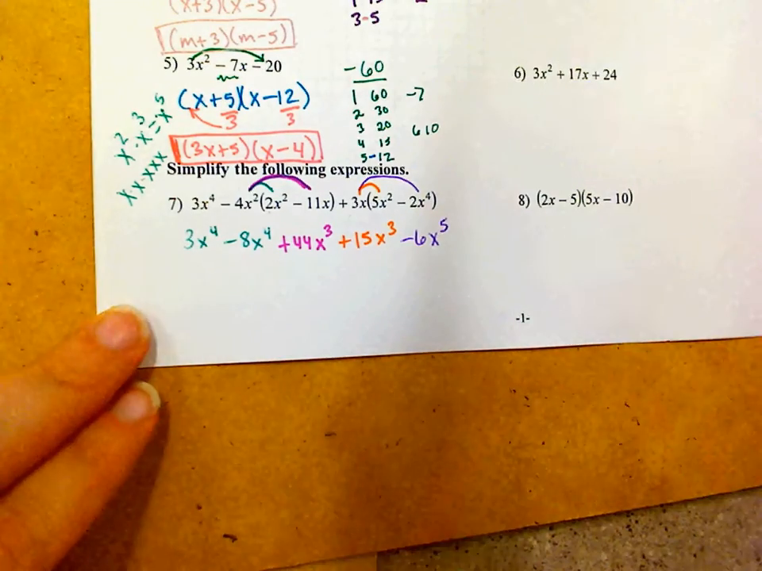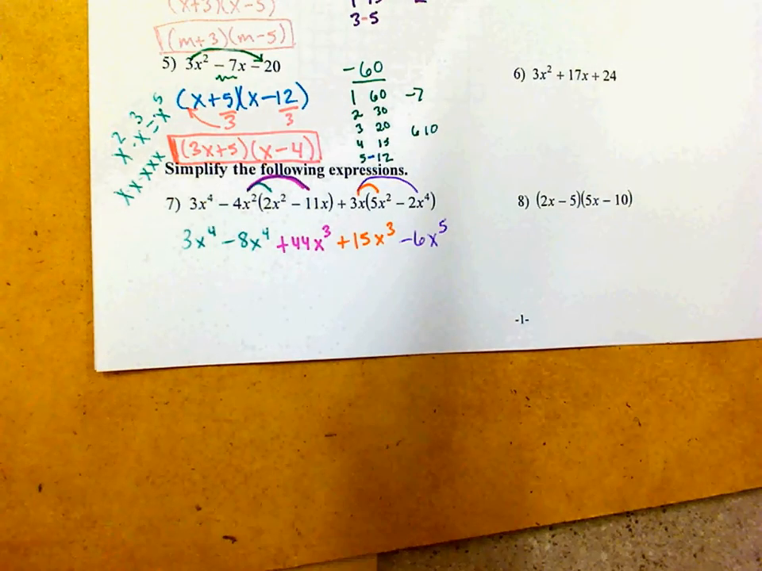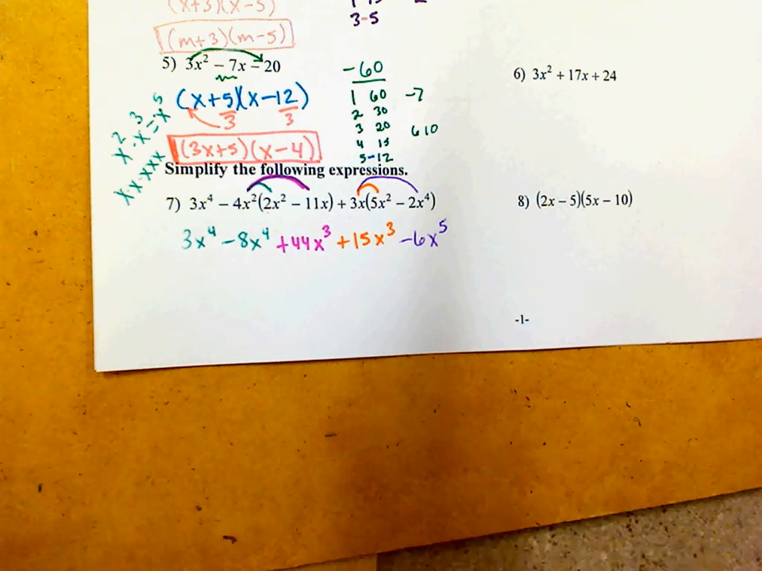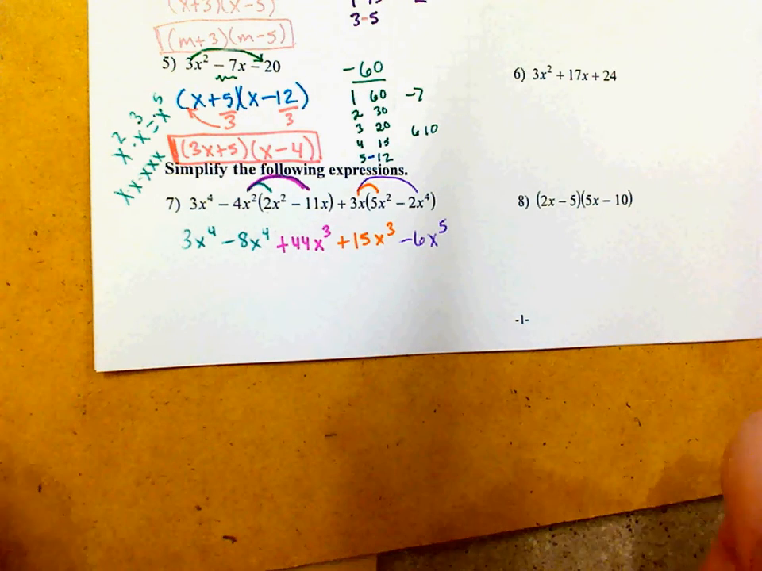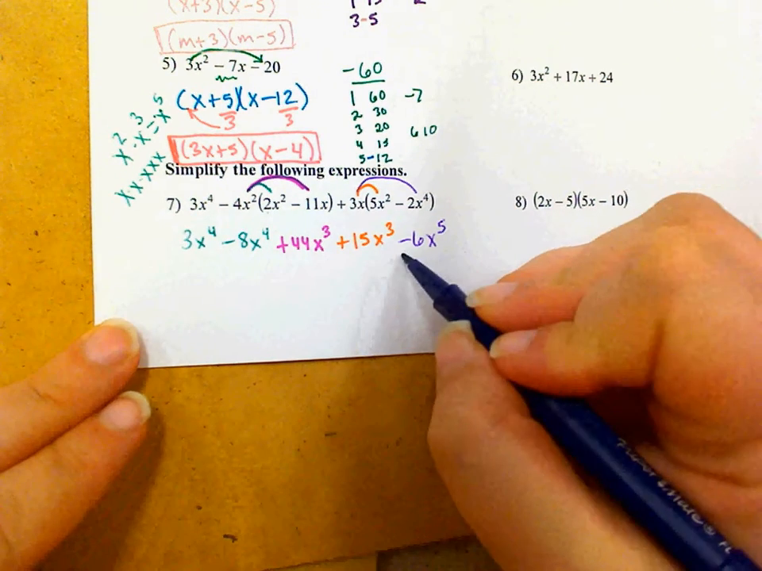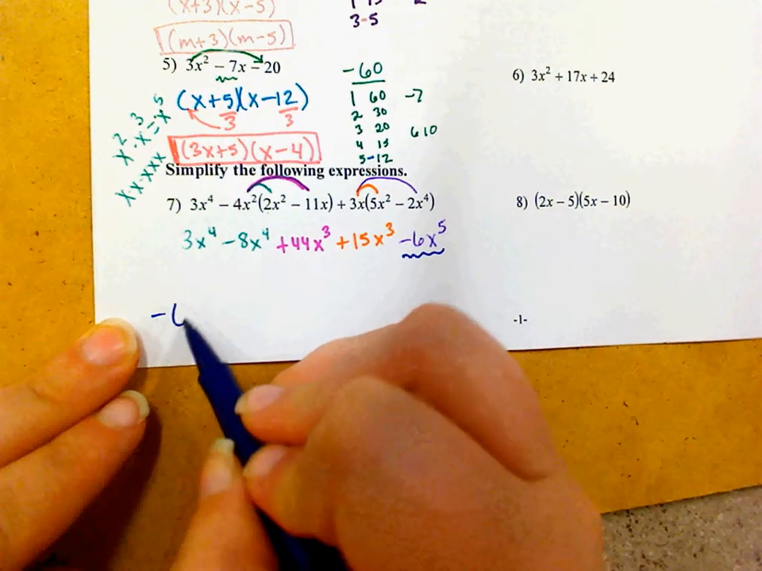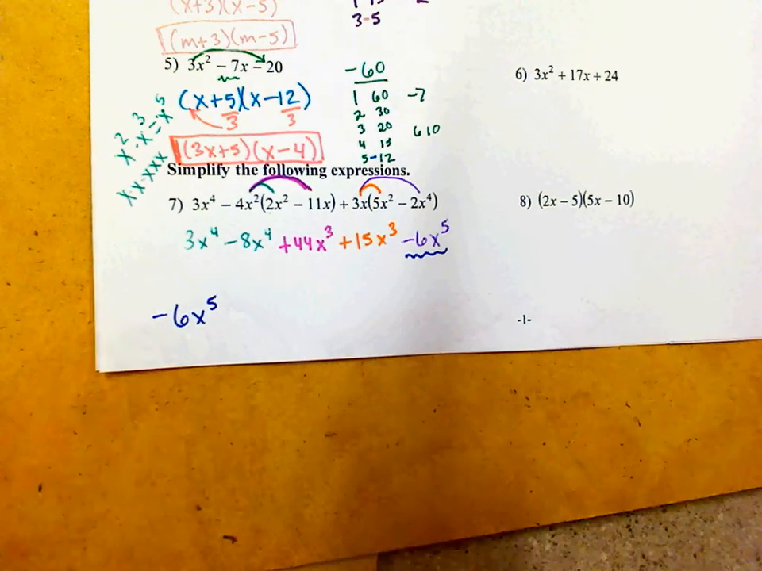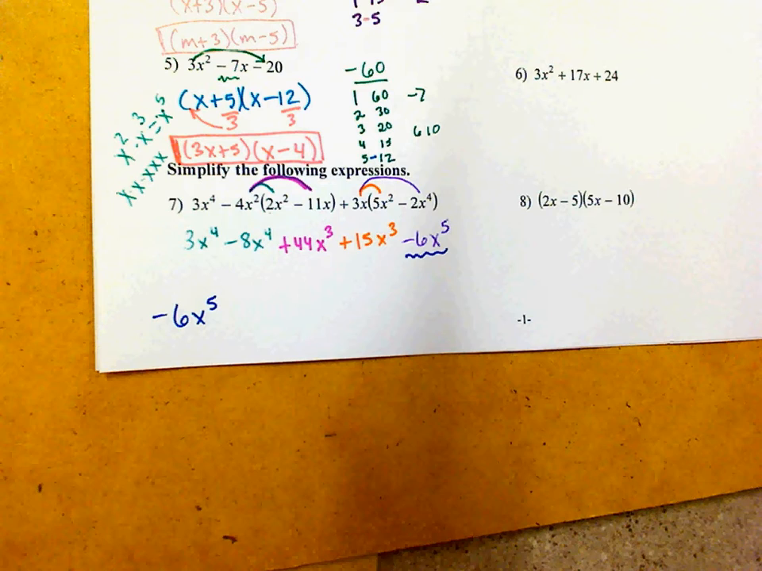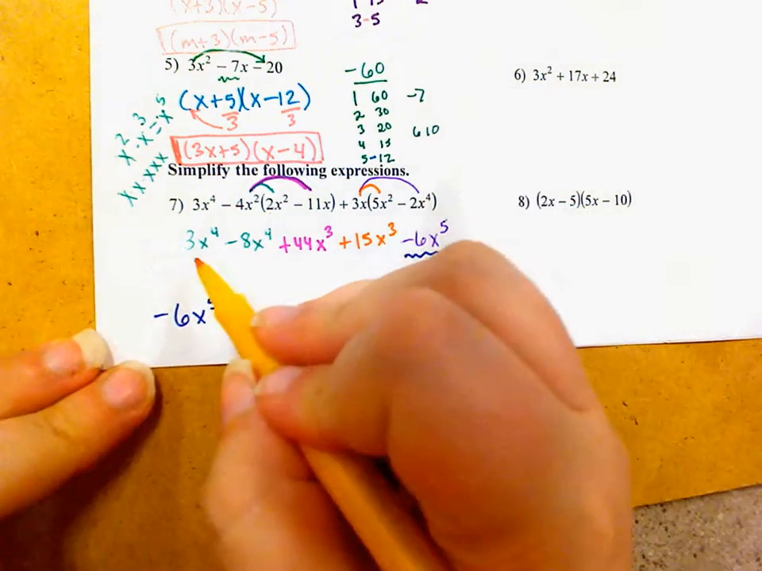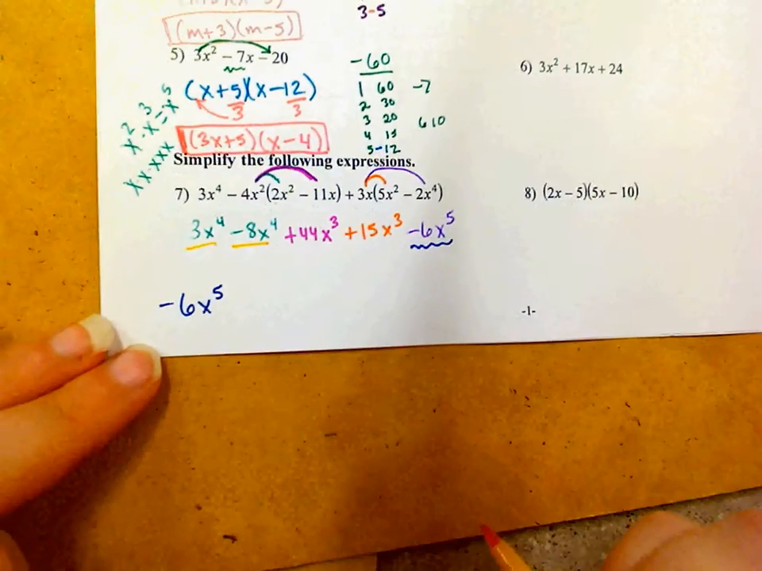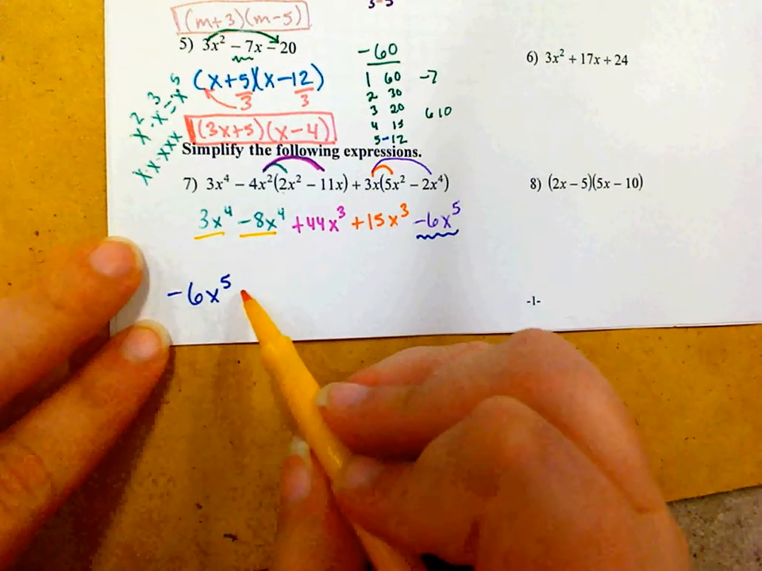You need to combine like terms and put them in order. What's the highest power of x you see? Good, that's first. Negative 6x to the 5th. Okay, so the next highest power is 4, and you have a 3 and a negative 8, right? What's 3 minus 8? So negative 5x to the 4th.